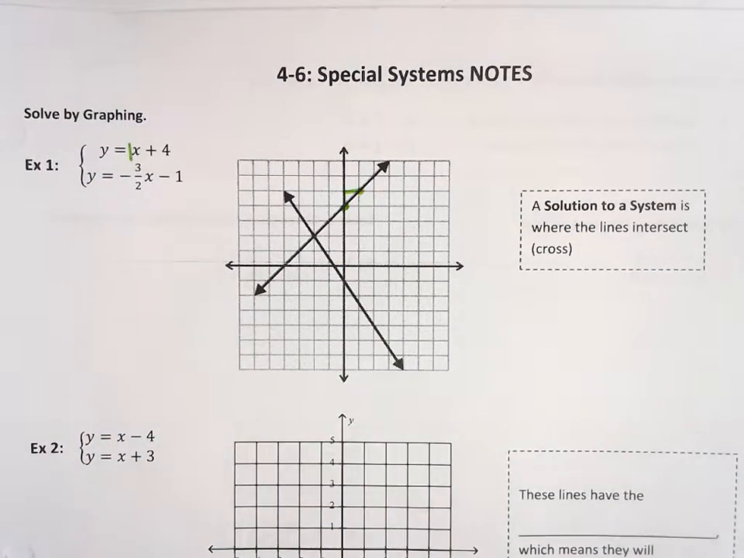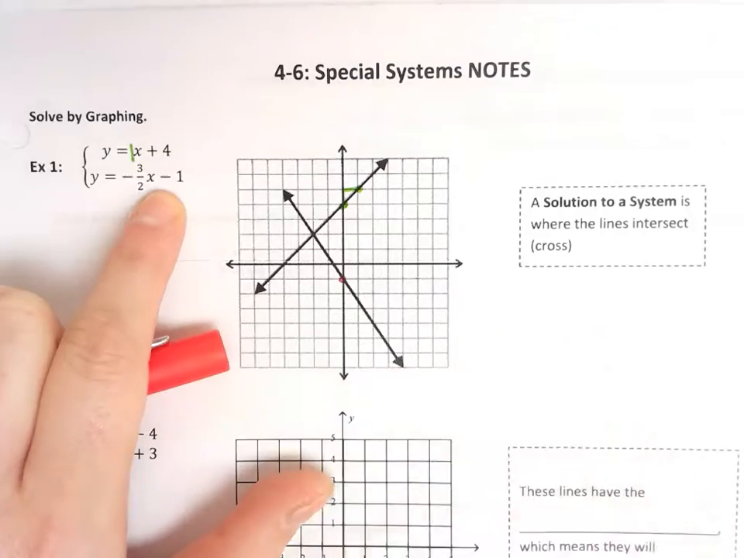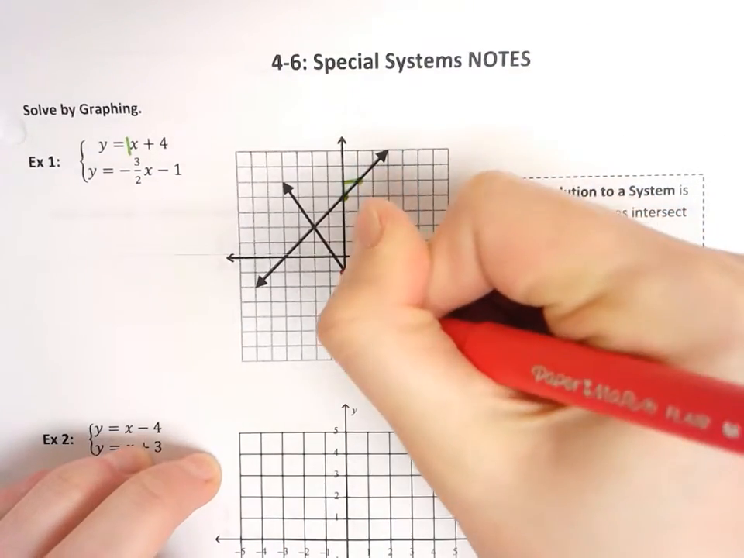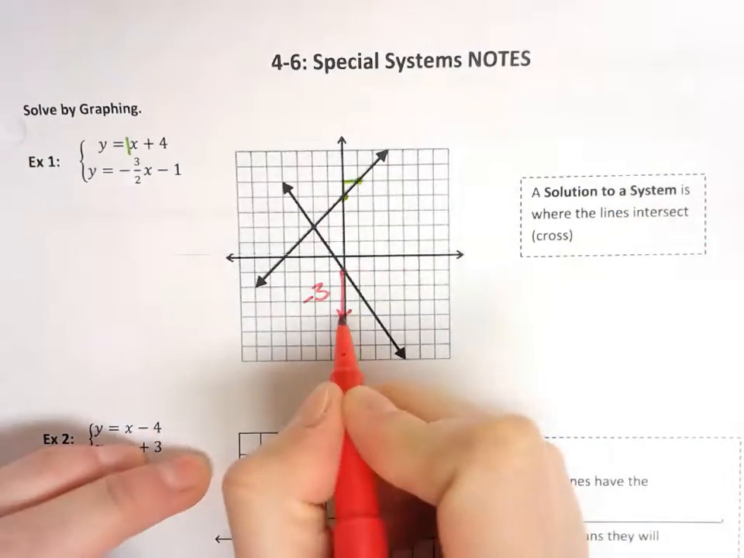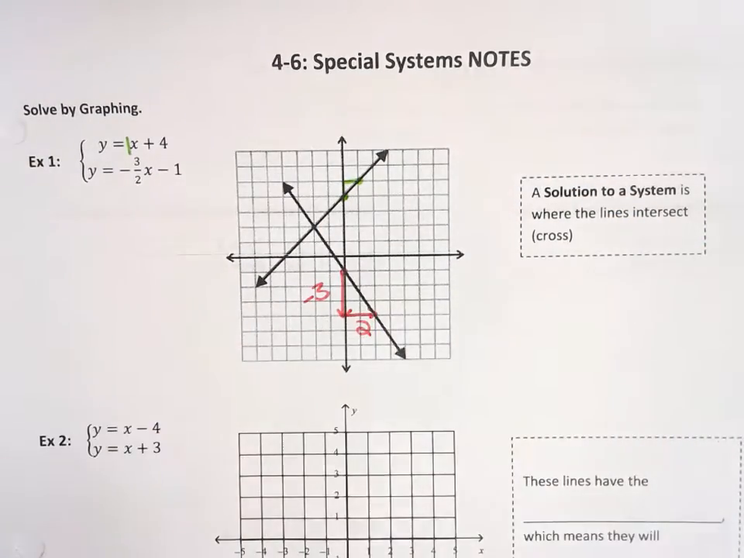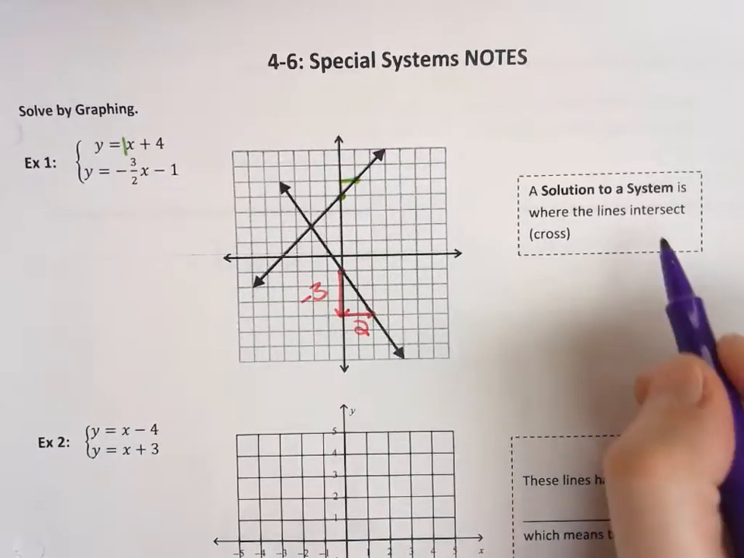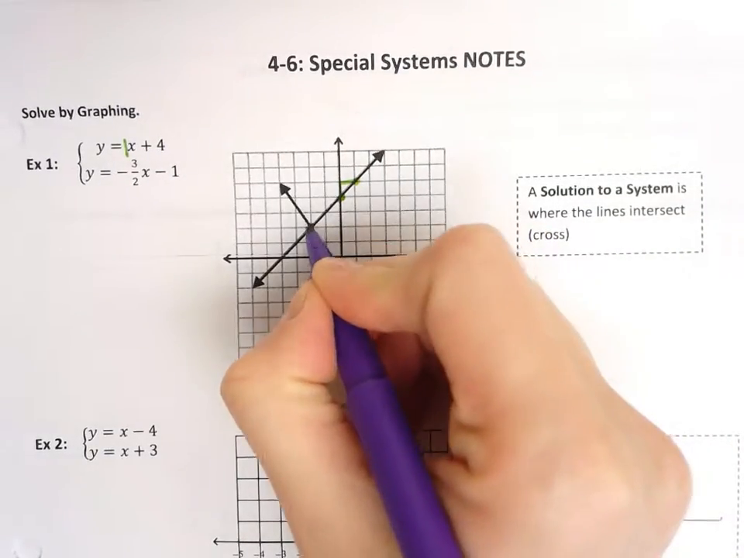The other equation starts at the negative 1, so that one's right down here. It's got a negative slope, so that means it's going down 3 units, so negative 3, and then over to the right 2. So I've got those two lines graphed on this picture, and the solution is where the two lines intersect or cross, so right there.